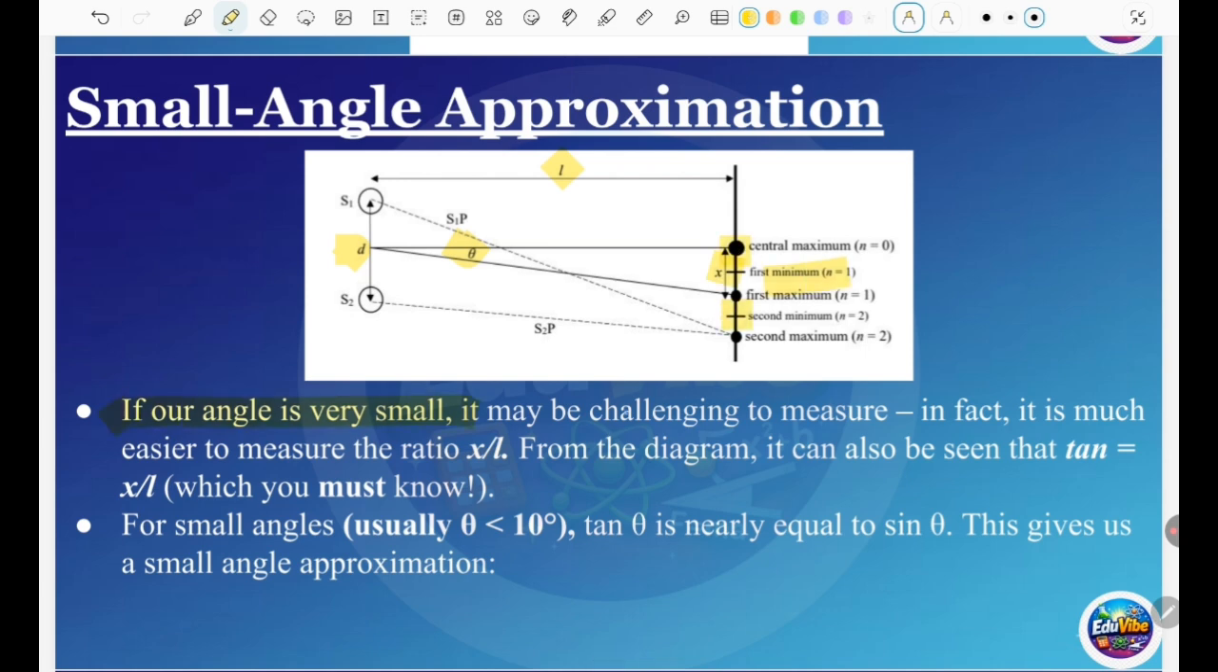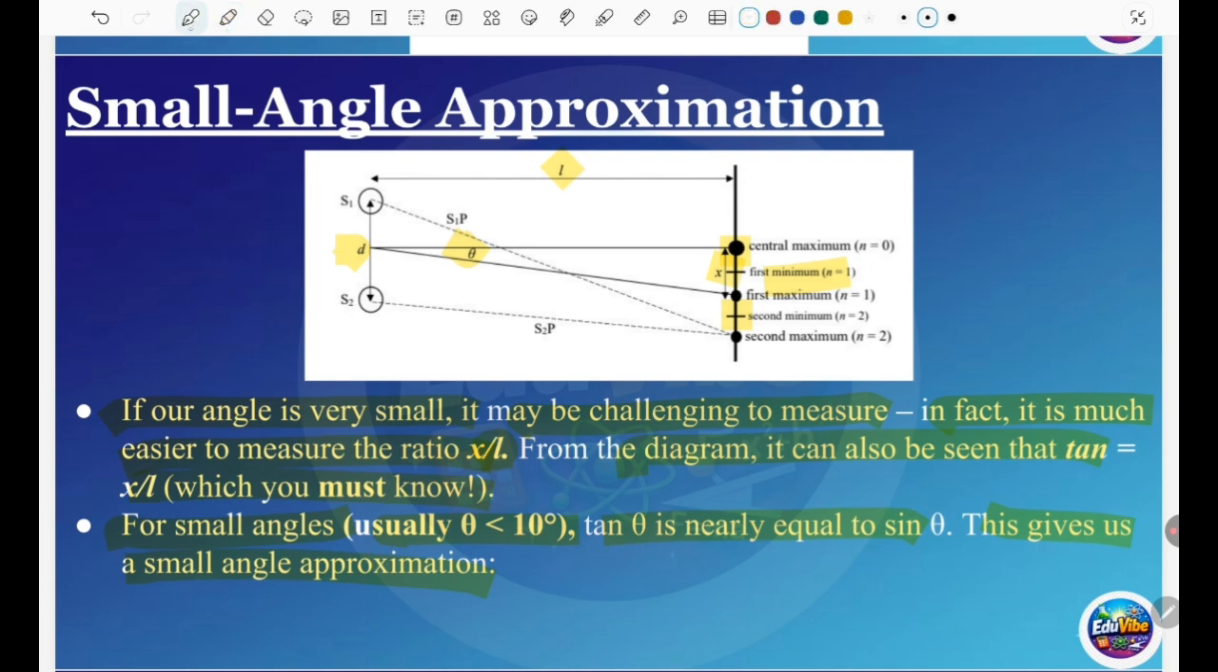So if our angle is very small, it may be challenging to measure. So in fact, it is much easier to measure the ratio of this, which is h upon L. You can see the ratio for this angle is going to be h upon L. So from the diagram, we can also see tan theta is equal to h upon L, which you must know. So for small angles, usually if theta is less than 10 degrees, then theta is equal to sine theta. This gives a small angle approximation.